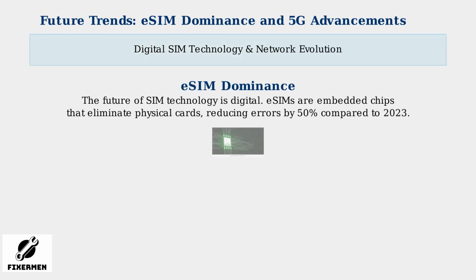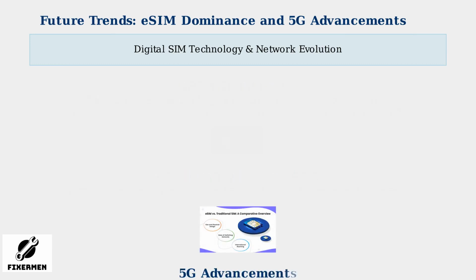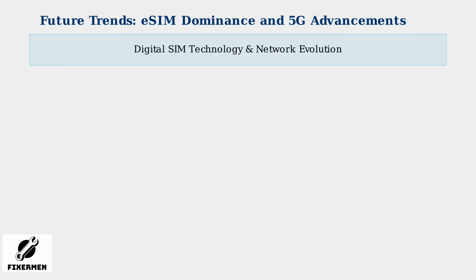The future of SIM technology is digital. eSIMs are becoming increasingly prevalent, reducing physical SIM errors. Furthermore, advancements in 5G technology are improving SIM authentication and network compatibility. While the SIM not supported error is less common now than in the past, ongoing network upgrades and the shift to eSIMs promise to make it even rarer in the years to come. Stay updated on the latest telecom developments for seamless connectivity.